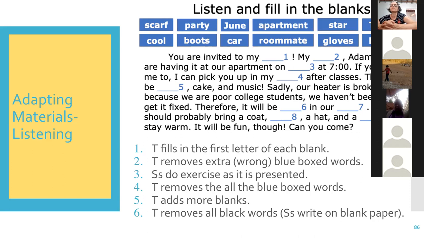Another thing you could do is to remove the extra words to make it easier. You can see there are 9 blanks in this exercise, but there are 12 words to choose from. So you could remove those 3 distractor words, the wrong answers, and only leave the right answers. That makes it a little easier for them to choose the right ones. The next level up would just be doing it exactly as it's written. So number 1 and 2 will make it easier. Number 3 is just doing it as it's written.